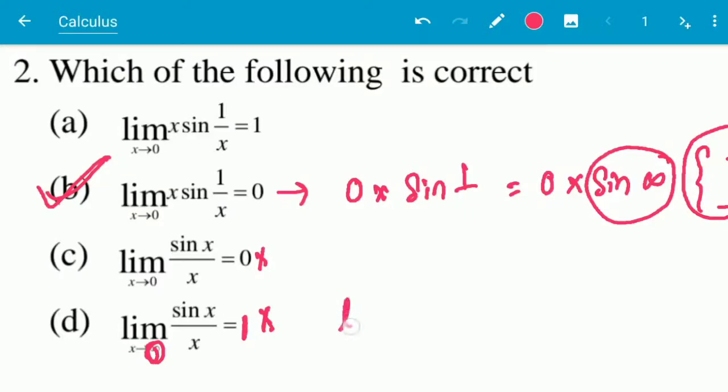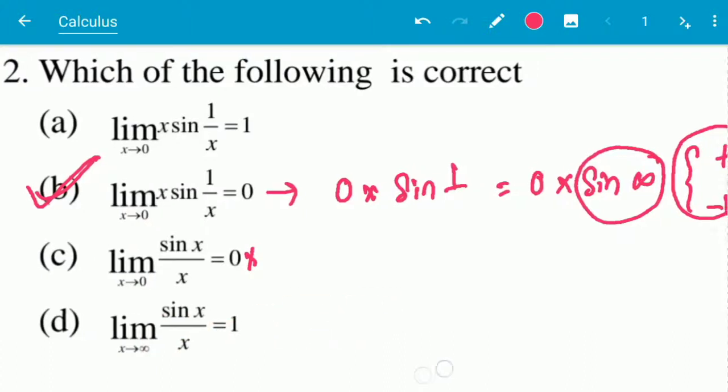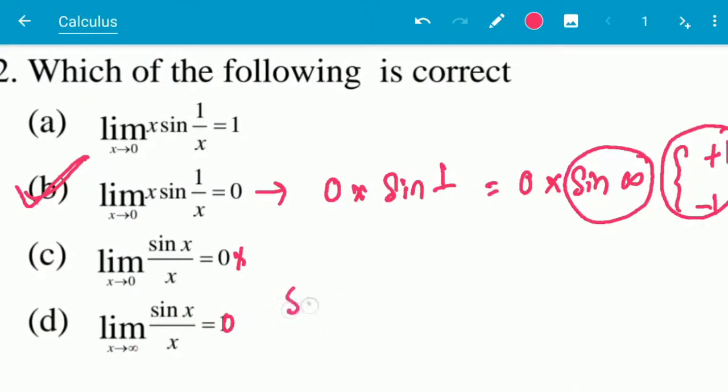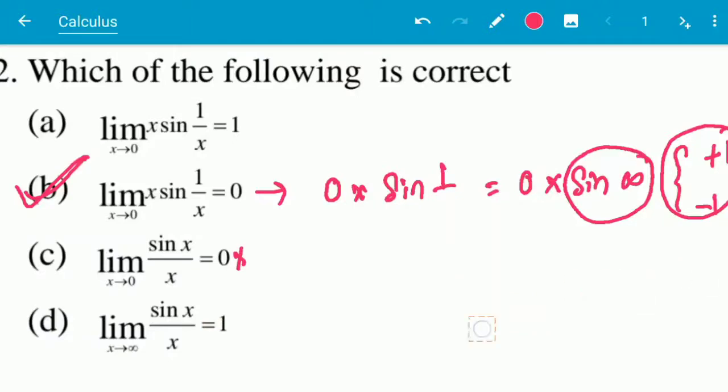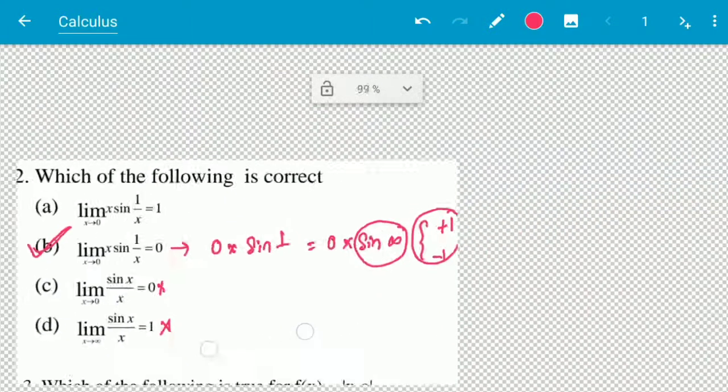If we consider x tends to infinity, then what will it be? It will be equal to 0, because sin infinity by infinity, that means 1 by infinity into sin infinity. Sin infinity has a definite, finite value, so 1 by infinity is 0 into a finite value, that is sin infinity, so it will be 0. But here it is given as 1, so this is also wrong. So next question.